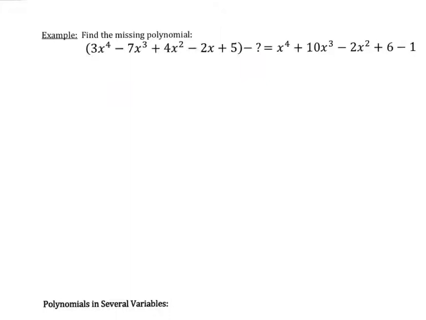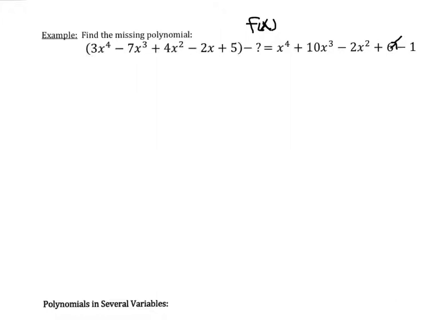In this example, I would like to find a missing polynomial. 3x to the fourth minus 7x cubed plus 4x squared minus 2x plus 5. I'm subtracting that from some other polynomial, which I'm giving you as a question mark. Just so I won't have to keep writing this question mark, I'm going to say f of x. That's going to be my variable that I need to solve for. And I know that my result when I do the subtraction is x to the fourth plus 10x to the third minus 2x squared plus 6x, and then minus 1.